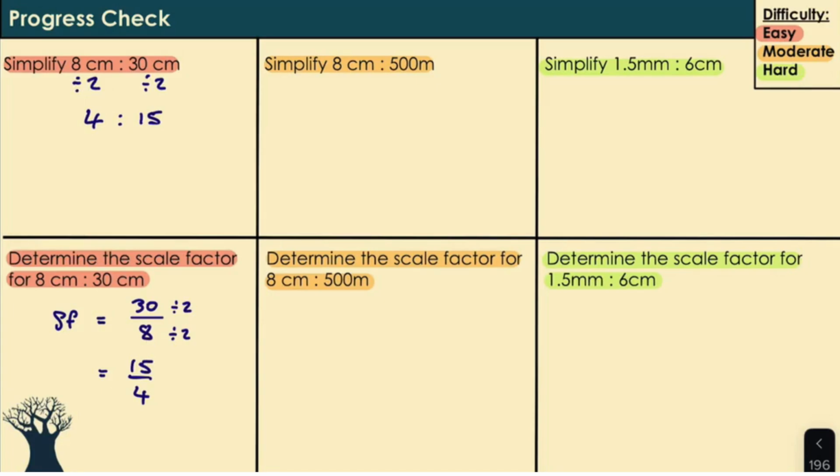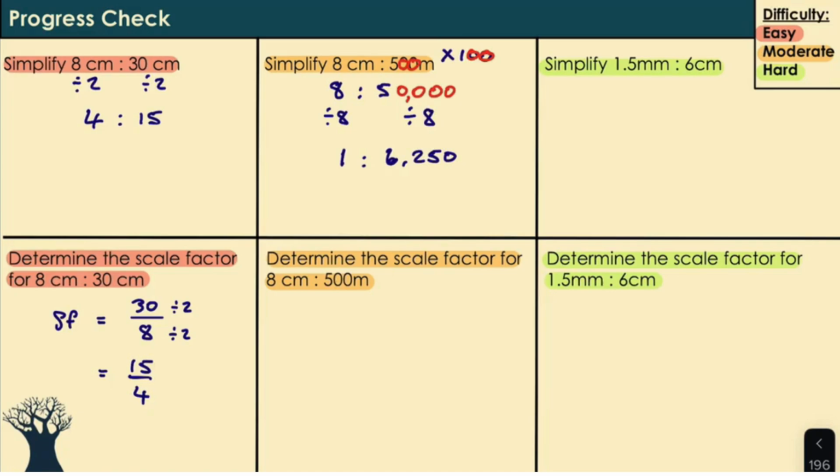Second question, 8 centimeters is to 500 meters. Step 1, let's get our units correct. So we have 8. Now we have to convert meters to centimeters. So we will multiply by 100, 5 and 4 zeros. So that gives us 50,000. Now we have to think of the greatest common factor. So we can use our calculators. Does 8 go into 50,000? Yes, it does. So we can divide both sides by 8. 8 divided by 8 is 1. 50,000 divided by 8 is 6,250. And there's our simplified ratio.